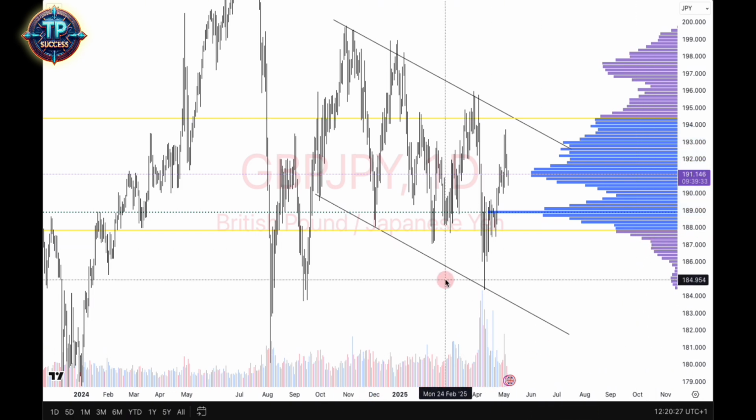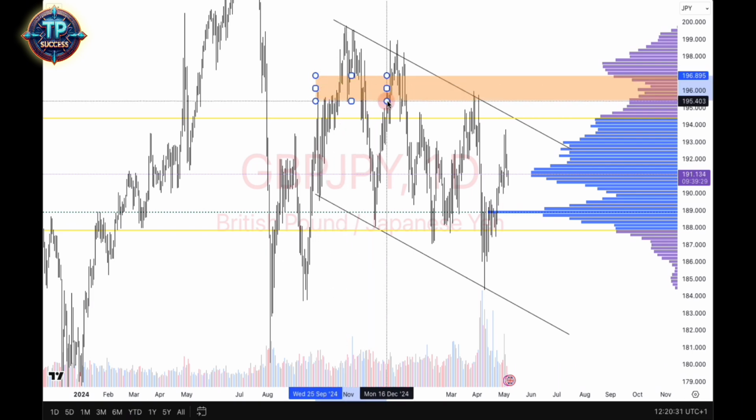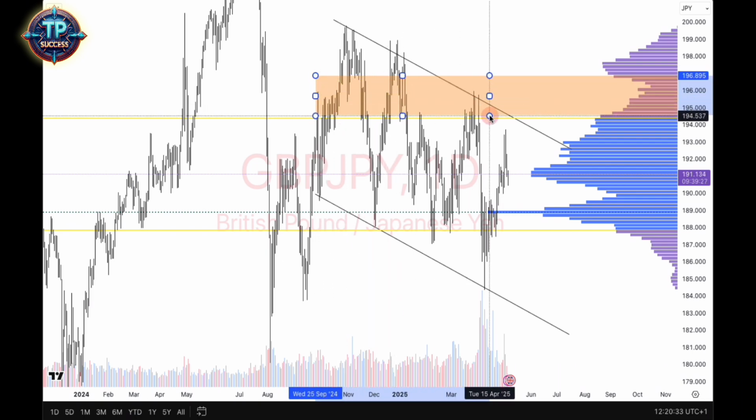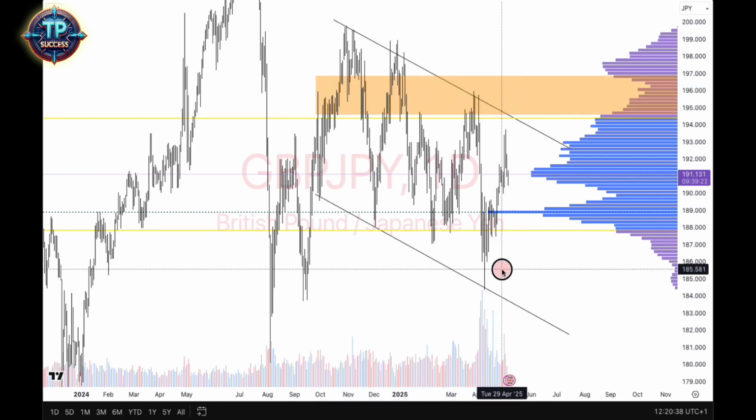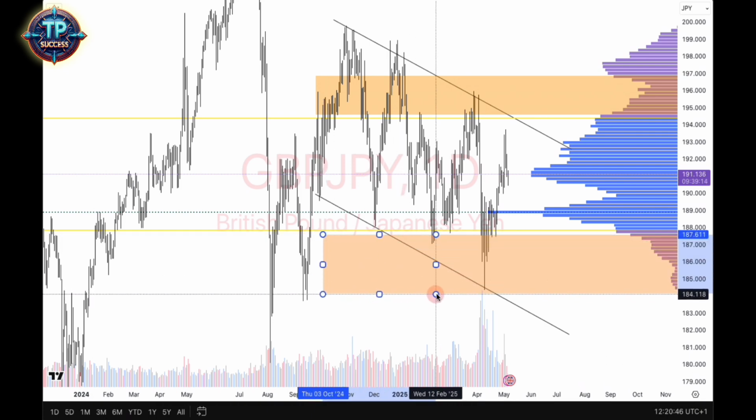I can already see that if I want to be selling, I need to be thinking about taking sales from this position up here, and if I want to be buying, I should be considering taking buys from down here.